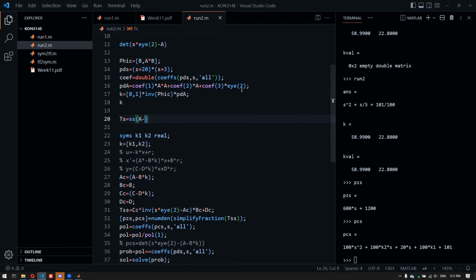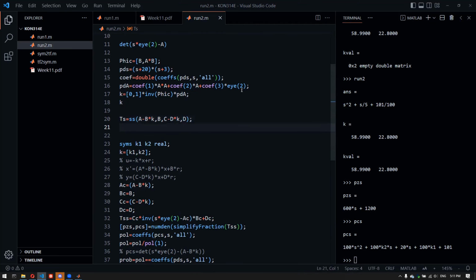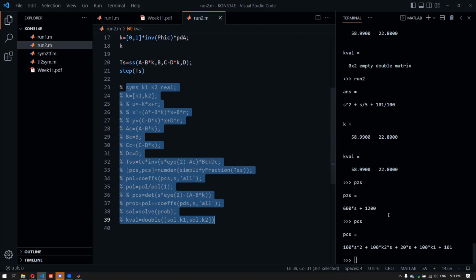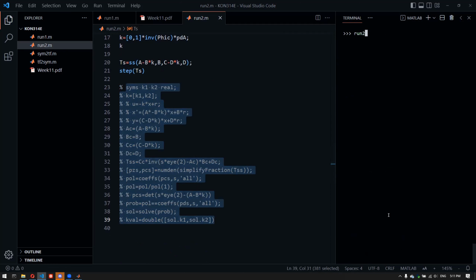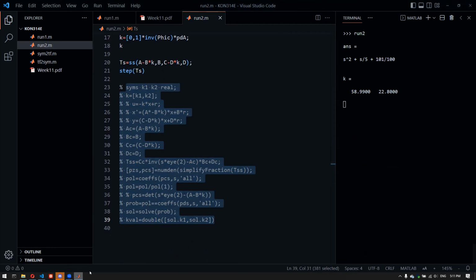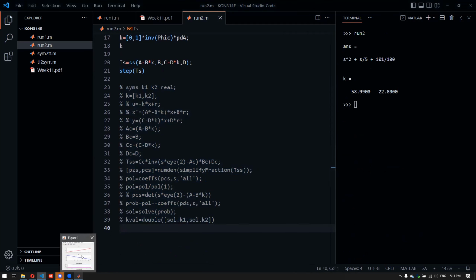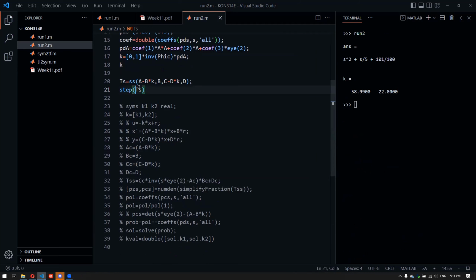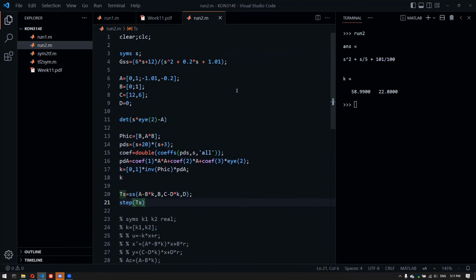So you're just going to write it like A minus BK is going to be the A matrix, B is not going to change, C minus D times K is going to be the C matrix, D is not going to change, and then you might also want to apply some step to it. So that's also possible. Let me comment this out. Hope that Matlab is going to give it. So let me actually also plot the system.